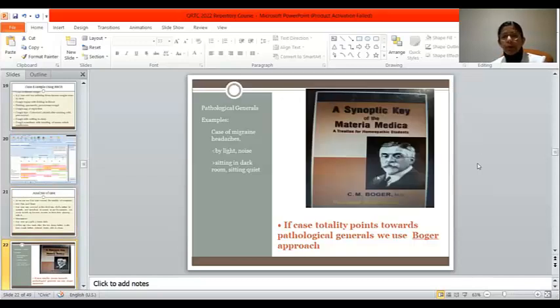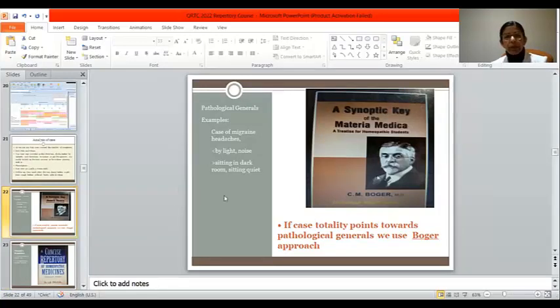Now this is Boger's synoptic key. When do you use Boger's synoptic key? When there are more pathological generals. If the case totality points towards pathological generals, we use Boger's approach. Pathological generals, case of migraine headaches. Migraine headaches aggravated by light and noise and better by sitting in a dark room and sitting quiet. So these are the pathological generals. That time we need to use the Boger approach.